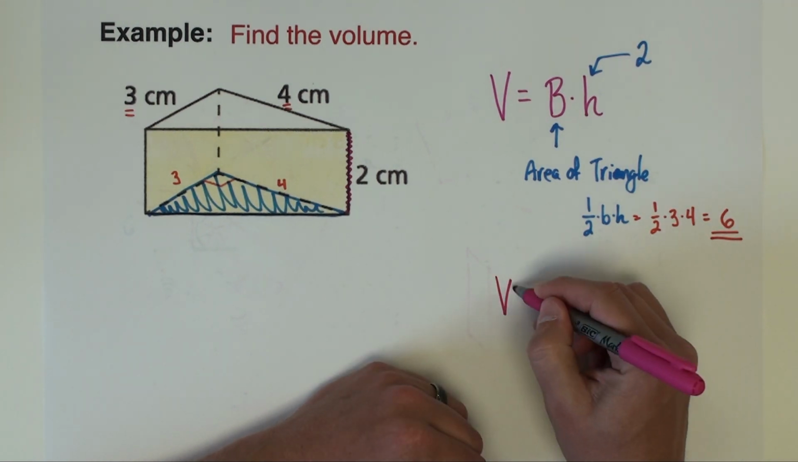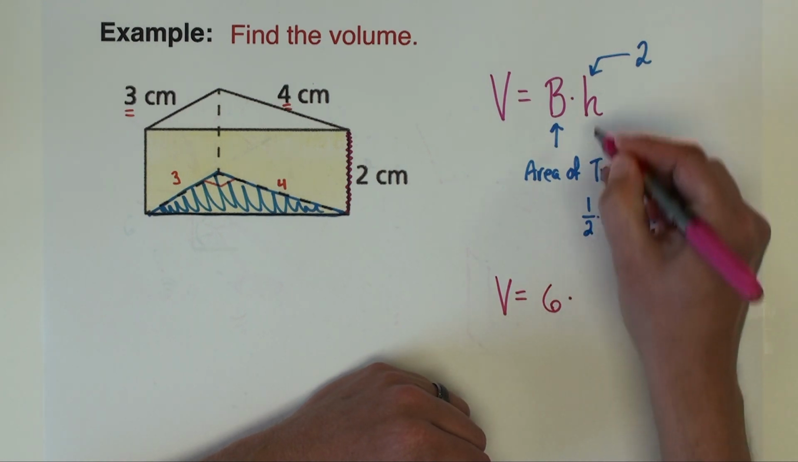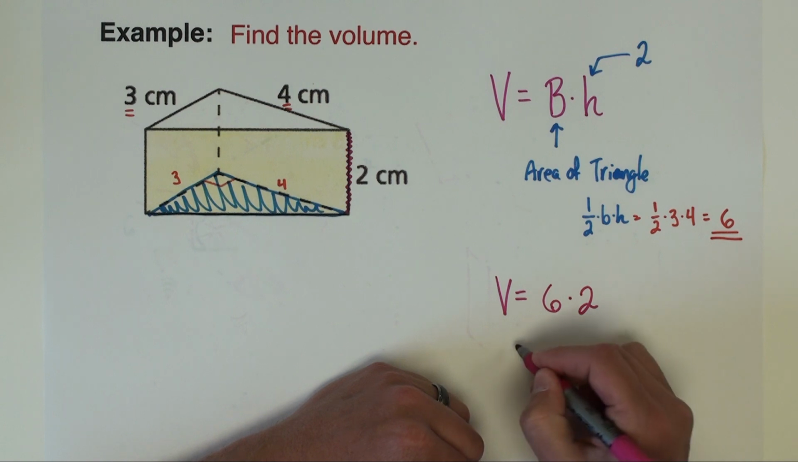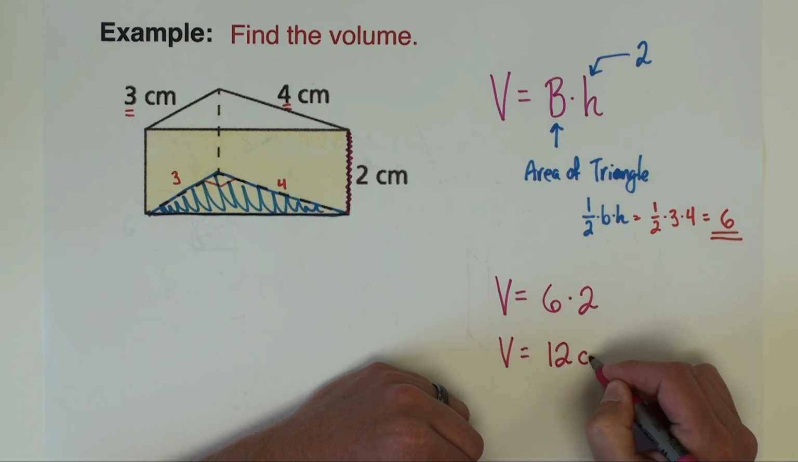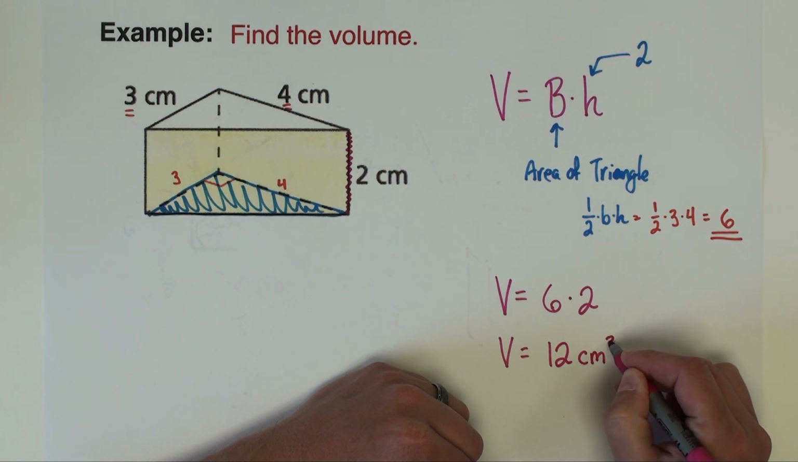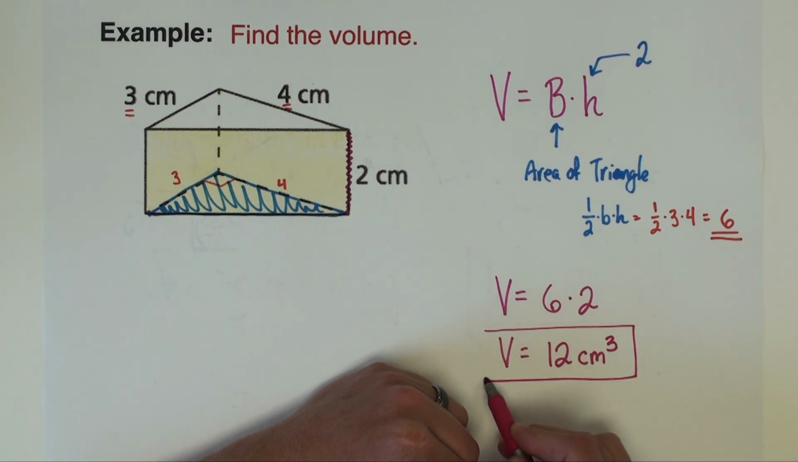So our volume now can be computed by doing the base area 6 times the height 2. And so the volume is going to be 12. Volume always has units cubed, so 12 centimeters cubed.